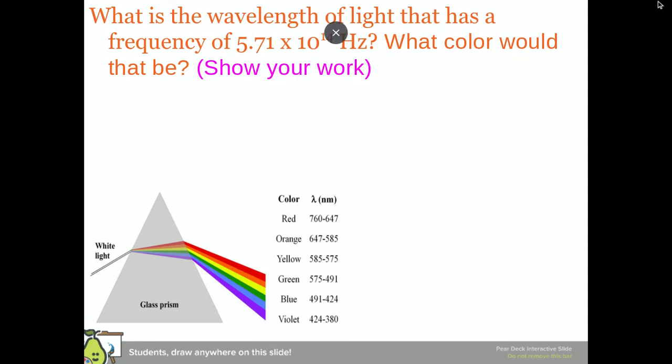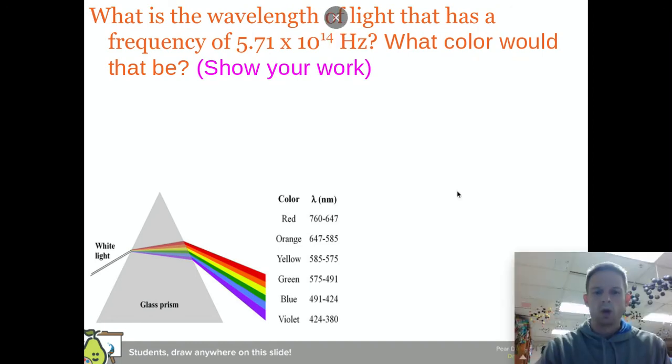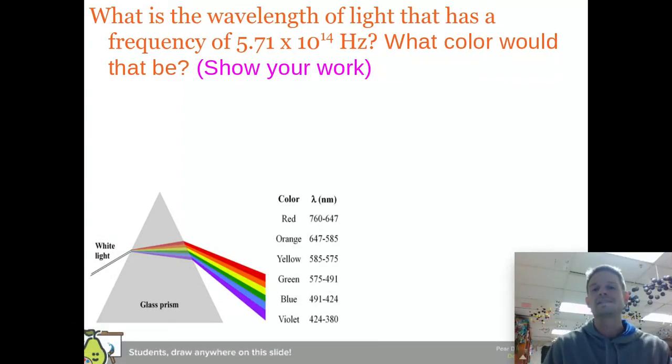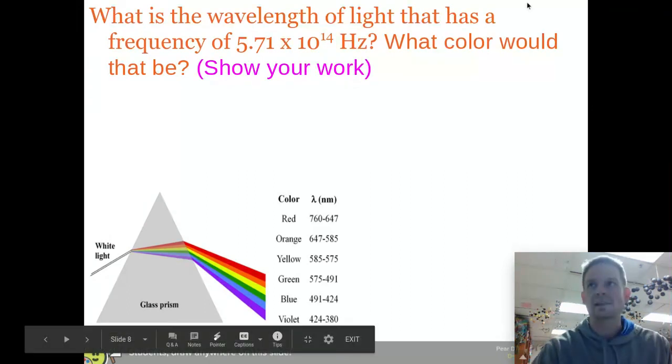Okay, so 525 nanometers would get us where on here? 525. All right, so that's somewhere right here. So what we would say is, if I ask you for this, I'd say, hey, we would be some form of green light.